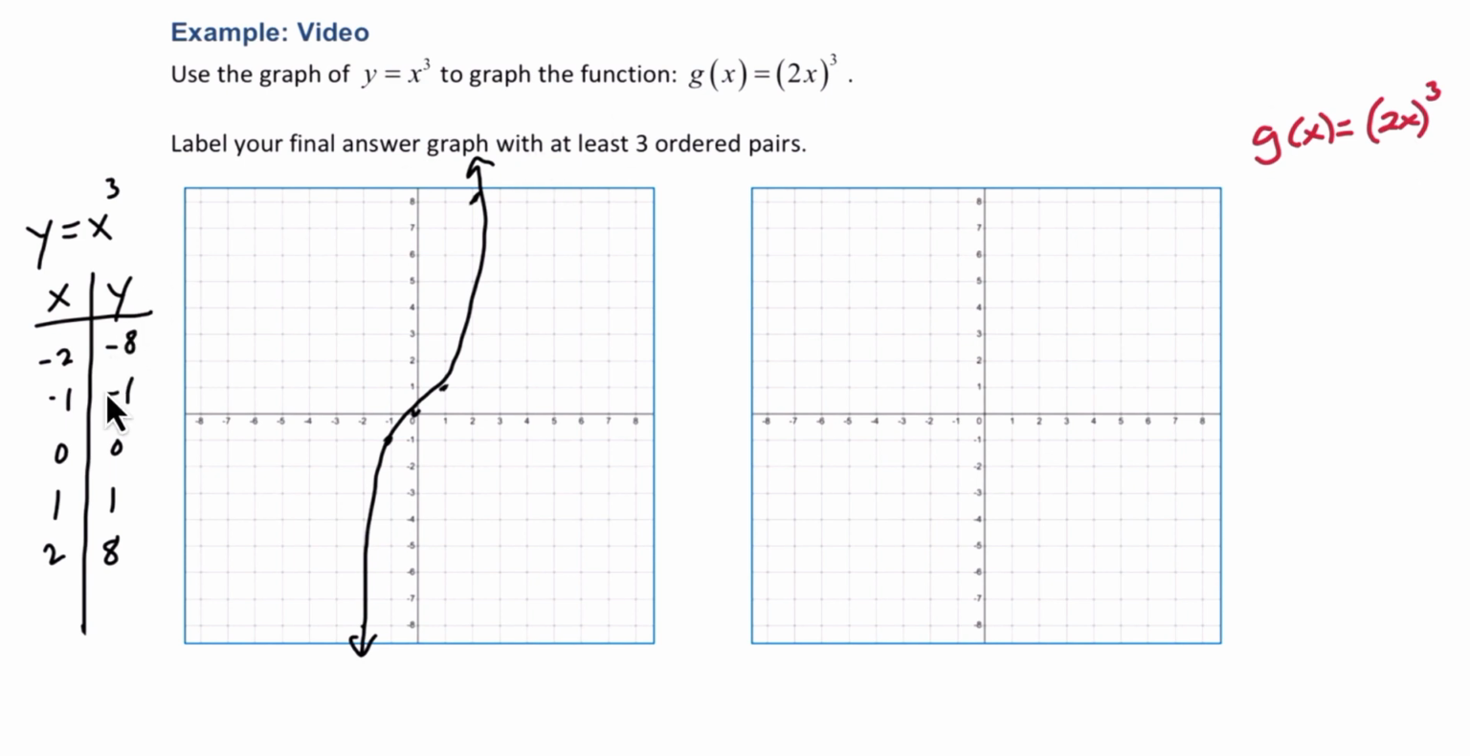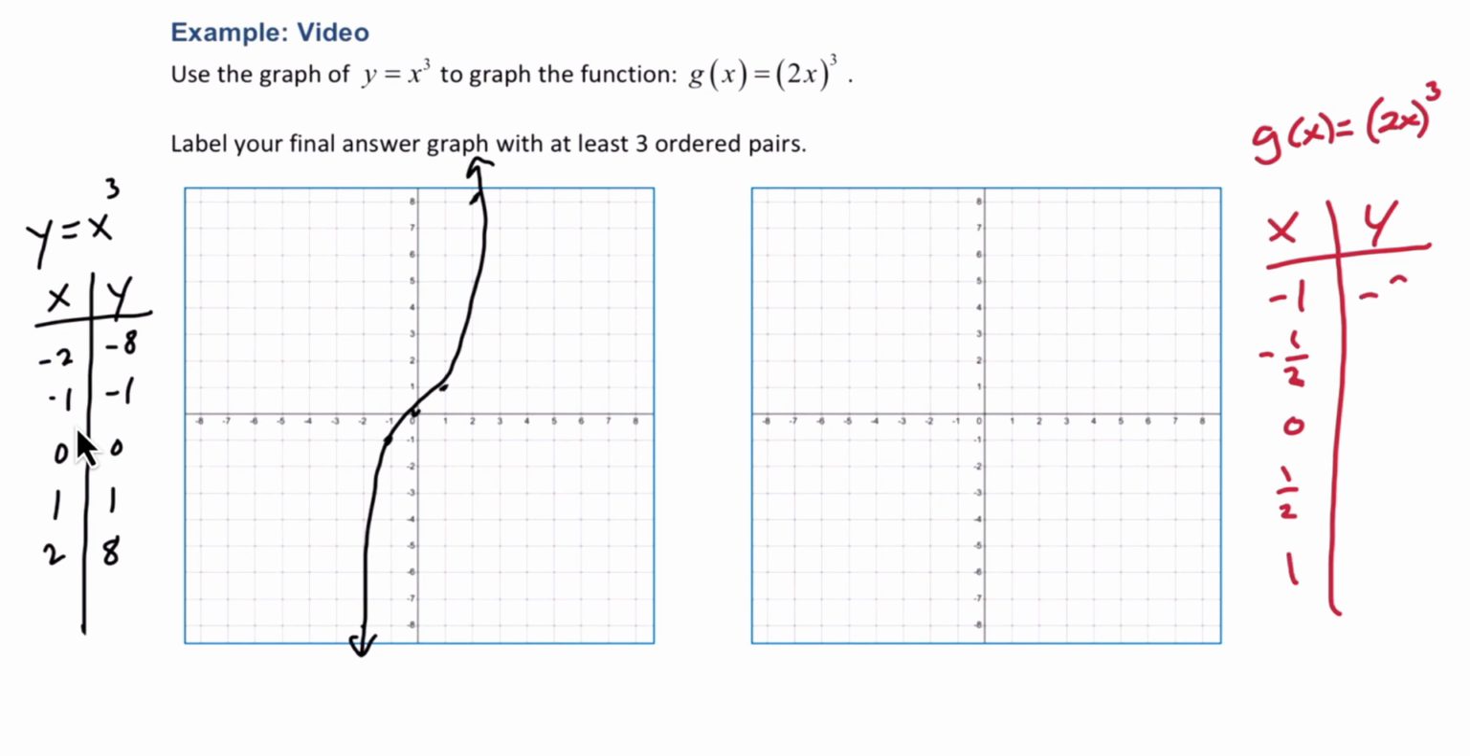So over here, when we look at our original table, instead of multiplying the x values by 2, we're going to divide each of these x values by 2. So -2 divided by 2 is -1, and then -1 divided by 2 is -1/2, and so on. We get 0, 1/2, and 1. The y values are going to stay the same.